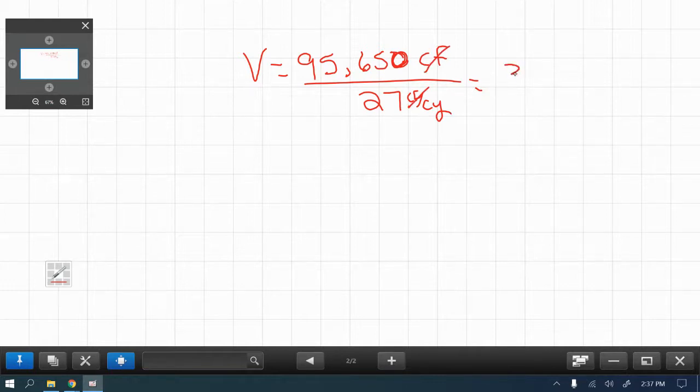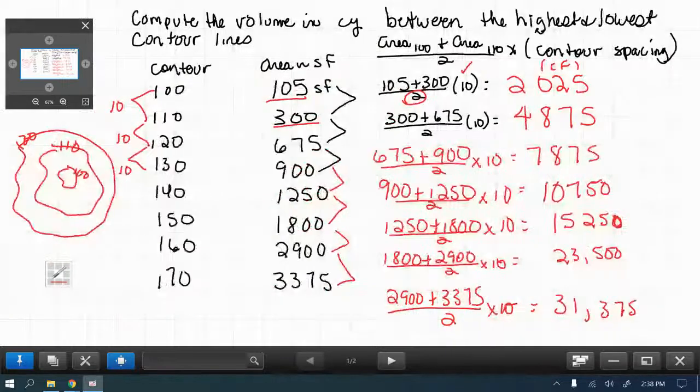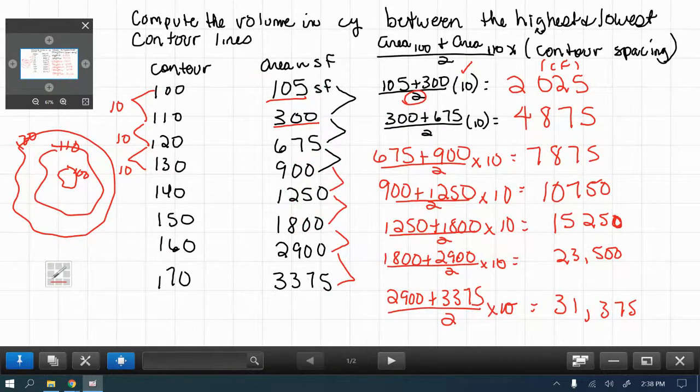So if I divide that, I've got 35,000. Pretty cut and dry. So that's what I have to do on this one then. So you would just take an average of your two areas and multiply that by your distance between the contours.